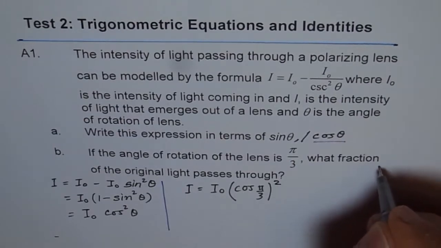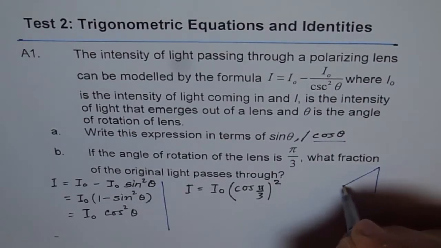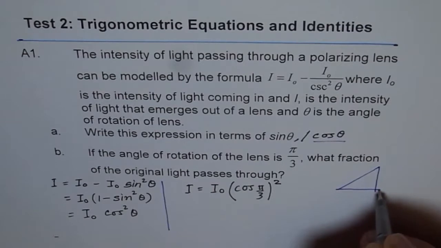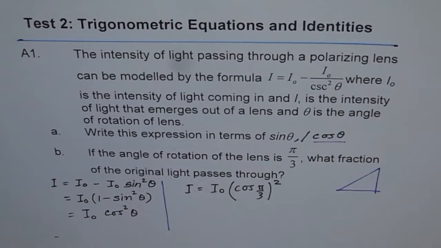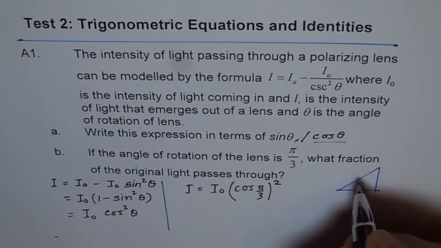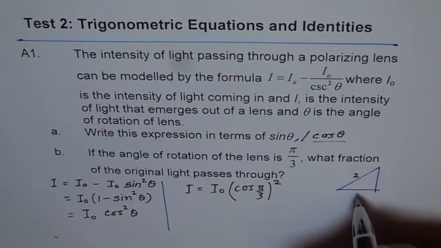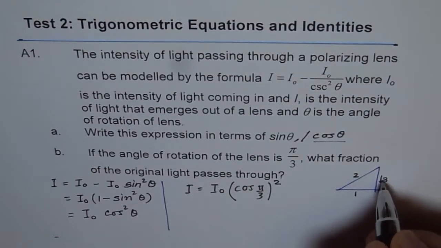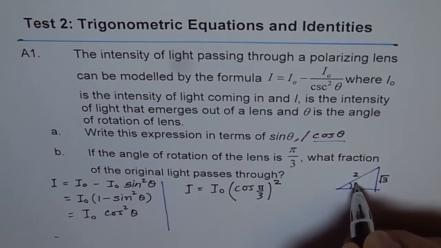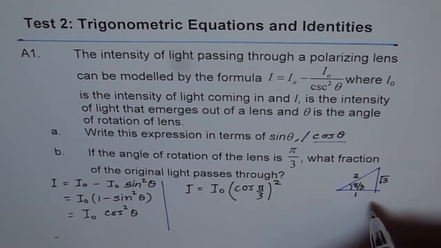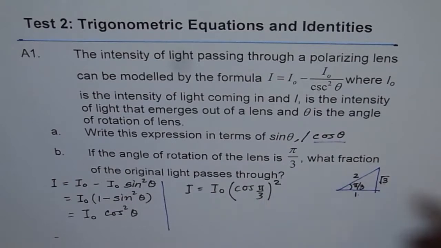Now you can use your special triangles, correct? I always draw your attention to special triangles since I want you to learn that. It's kind of important and easy. Now this is 2, this is 1, and this is square root of 3, and that is pi by 3. So cos of pi by 3 is half.